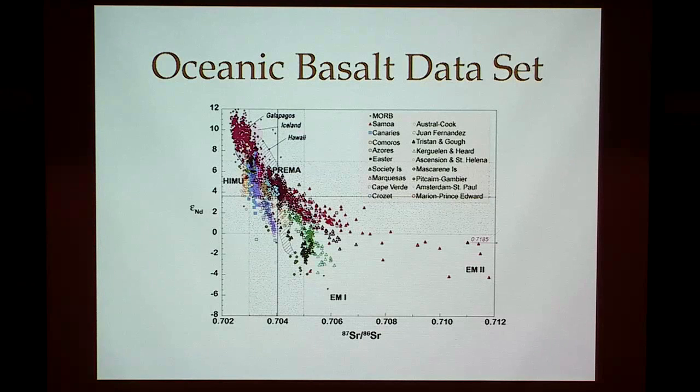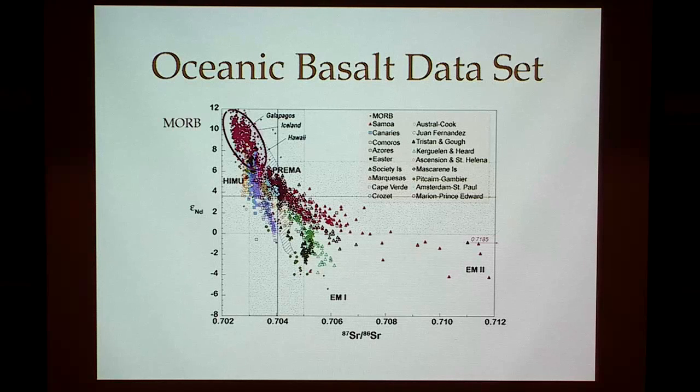Okay, so here's the oceanic basalt data set in epsilon neodymium and strontium. So these are two of the ratios. Epsilon neodymium is a shorthand way of denoting the isotope ratio. It's variations in parts in 10,000 from the chondritic ratio. Okay, so it's just a shorthand notation.